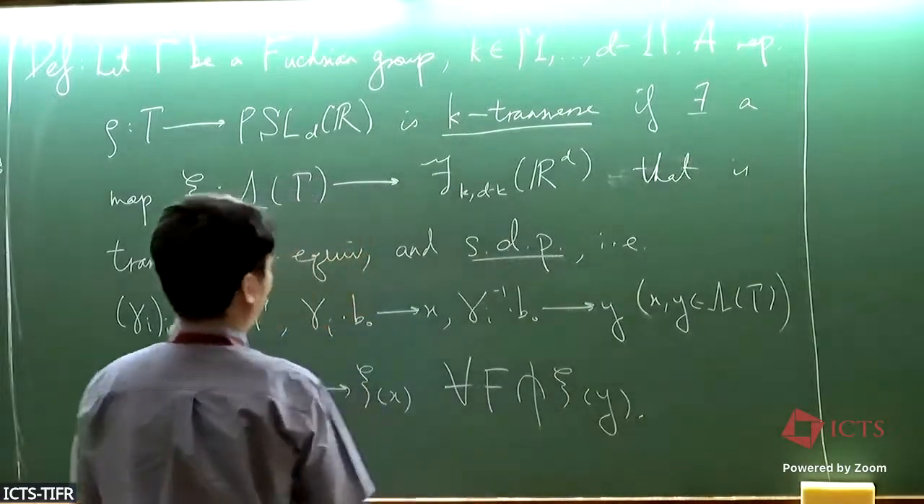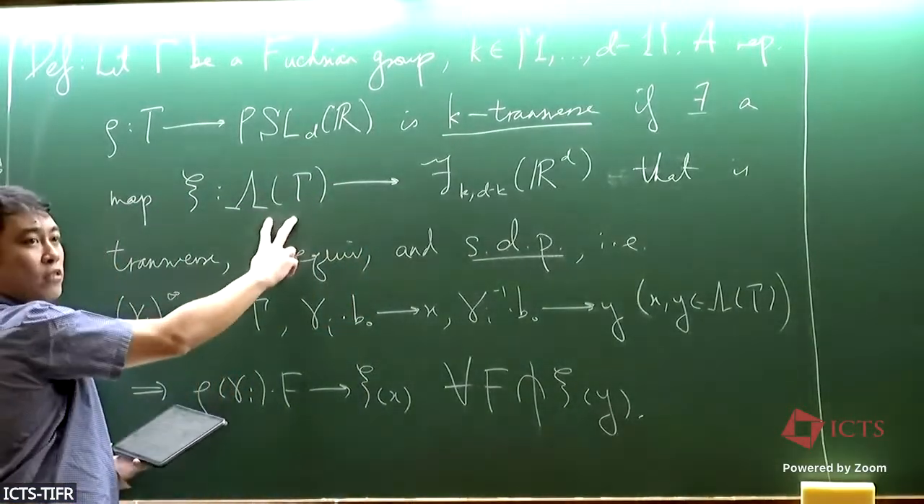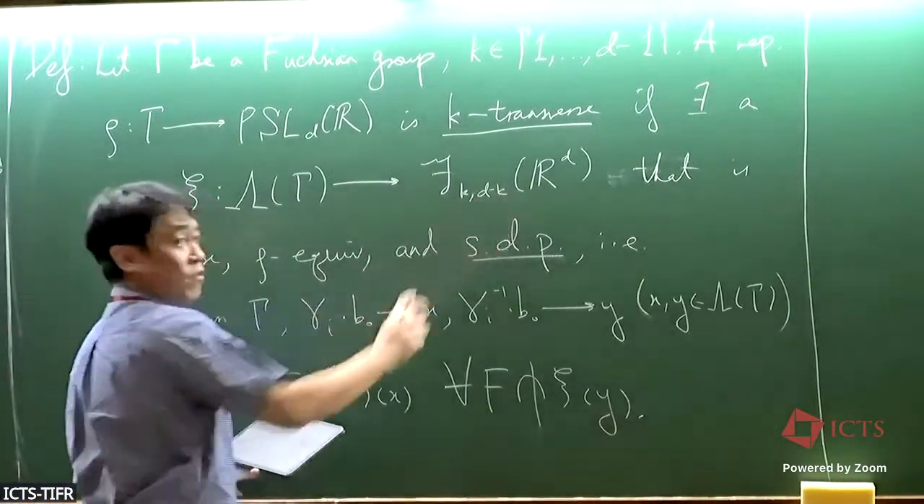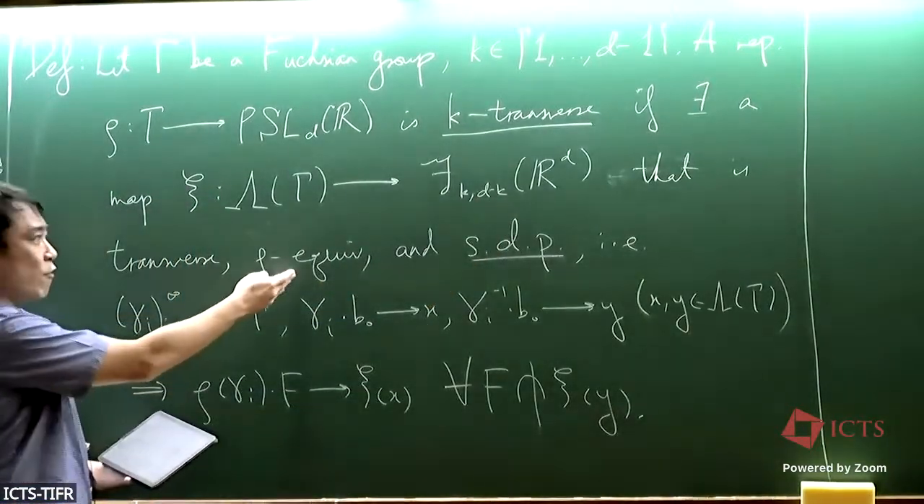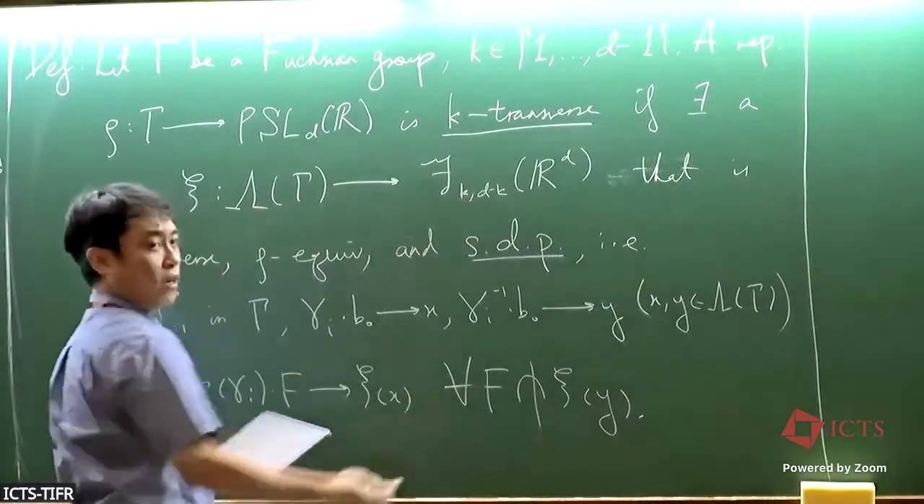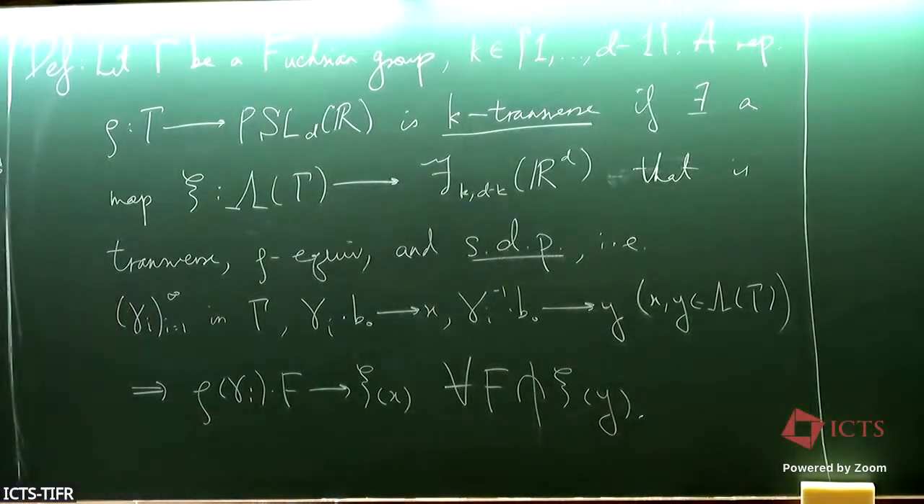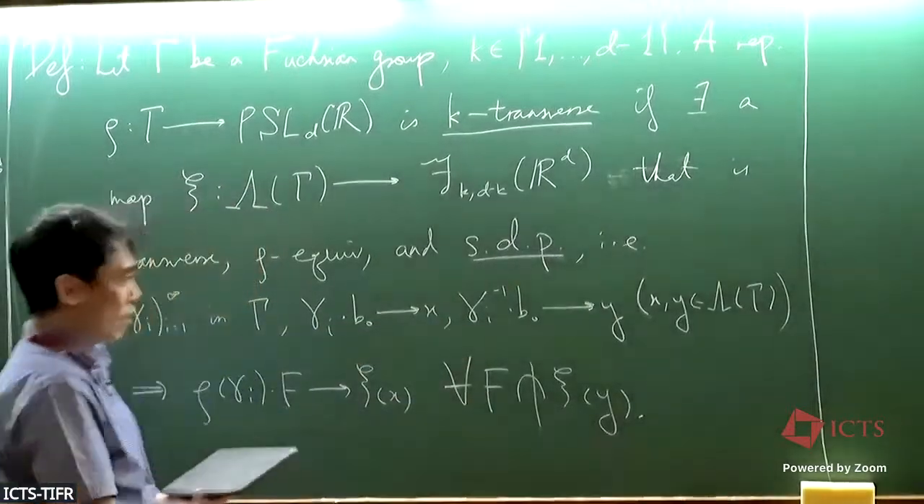The space of partial flags that is transverse, okay? So that means that any distinct pair of points in the limit set of gamma gets sent to transverse pairs of flags. Rho-equivariant, okay, that means that the gamma action here and the rho of gamma action here commute, intertwined by C. And then the last property is called strongly dynamics preserving, which I write as SDP here. And let me remind you what it says.